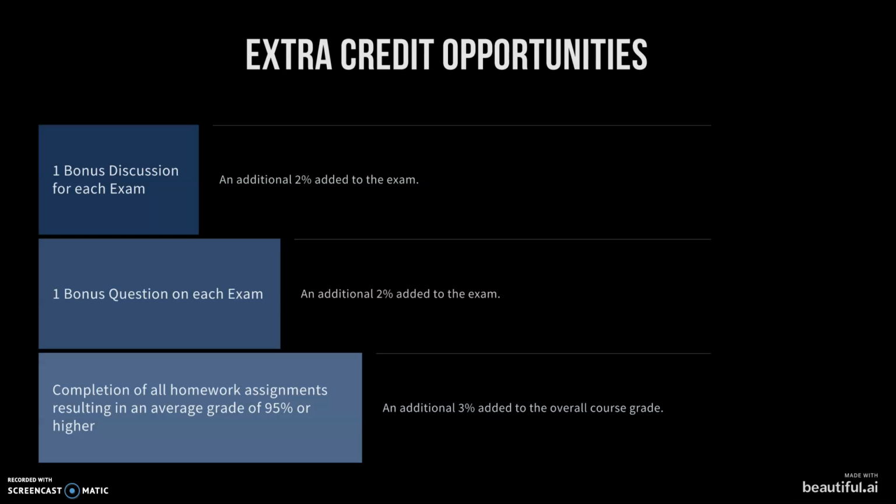Okay, there are also extra credit opportunities. Once you have completed all the homework, if your average is 95 or higher, what I'm going to do is add an additional 3% to the overall course grade. Now, for every exam, there's going to be a bonus question, and those are going to be worth 2%, and I'll add that 2% to that exam. I also have bonus discussions for each of the unit exams, and those are also worth 2%, and I'll add the 2% to that exam.